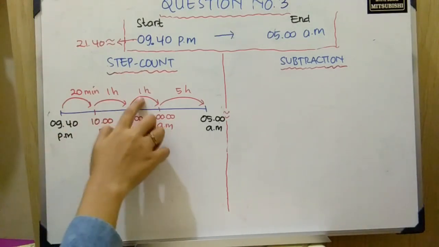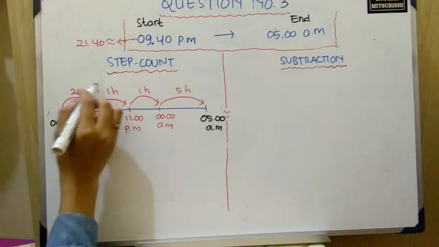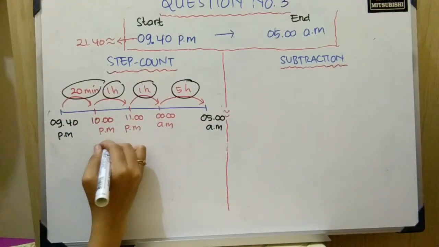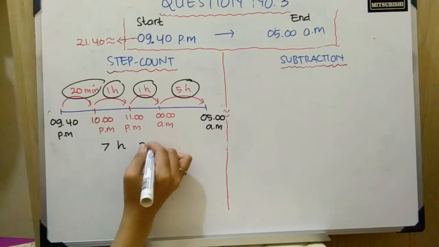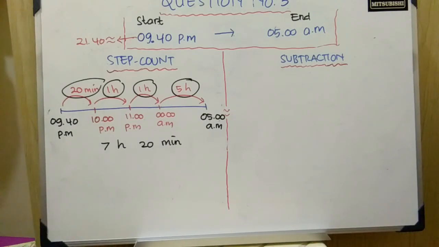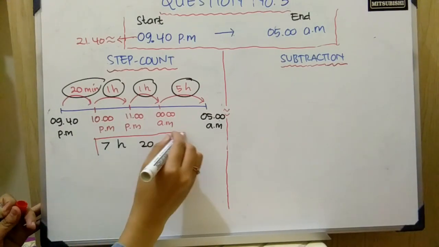Here the time intervals are 20 minutes, then 1 hour, 1 hour and 5 hours. So we have 7 hours 20 minutes. So Arya slept for 7 hours and 20 minutes.